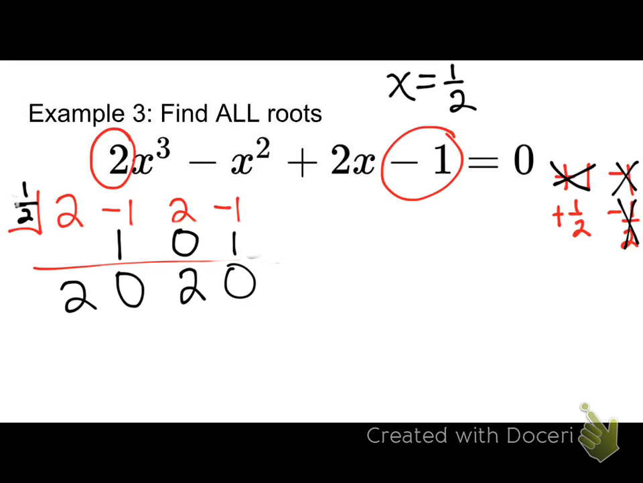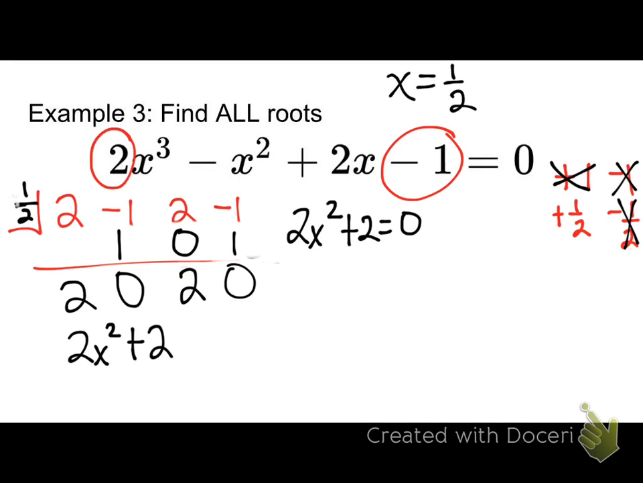I'll write it down here. 2x squared plus 0. Okay, do we need to put plus 0x? No. But that 0 does go with the x, and so then plus 2. All right, we are going to take that and set it equal to 0. So 2x squared plus 2 equals 0.